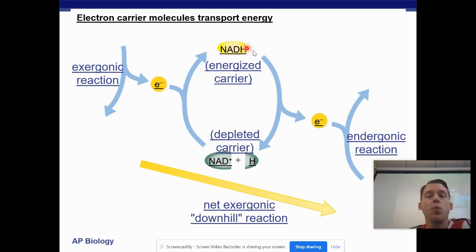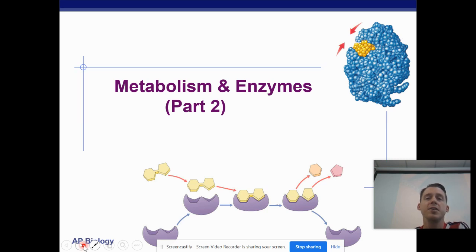NADH then can go somewhere else in the cell and it can drop off a high energy electron to make an endergonic reaction happen. Right? What would an example of an endergonic reaction be? Maybe like building of glycogen, right? That's a reaction that happens in our bodies. We take glucose and turn it into glycogen. So that is endergonic, so it requires an input of free energy. Where is that free energy going to come from? It's going to come from the electron. And notice that the net reaction is downhill because all of that energy is continually lost into forms that we can't use.